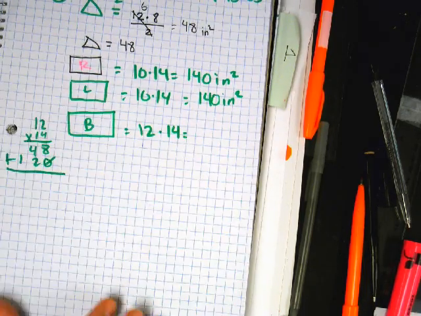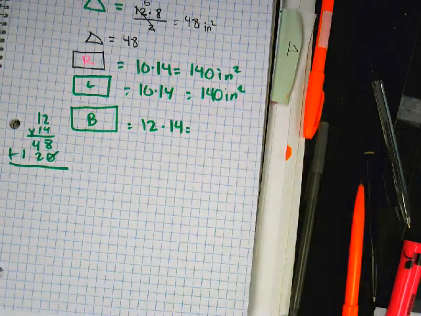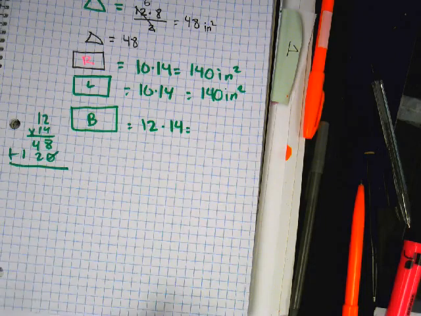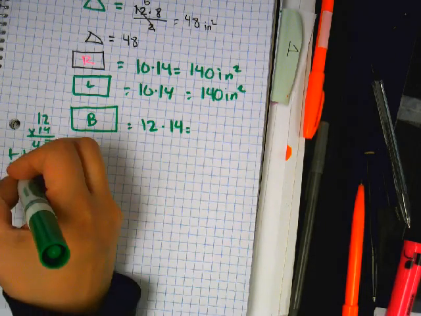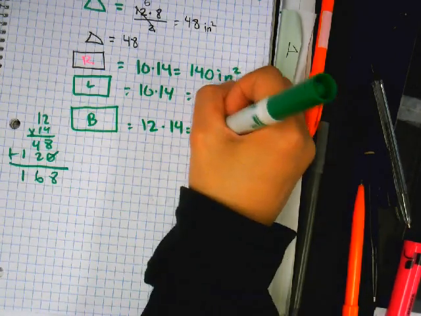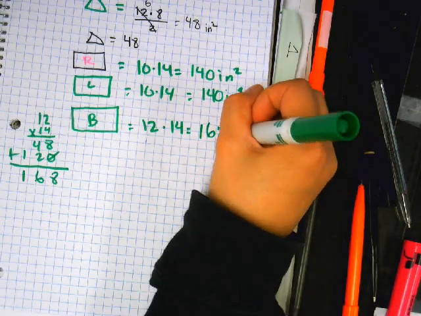6 times 14. We don't divide by 2 though. It's a rectangle. Yeah, 168, right, 168. Now we have 168 inches squared.